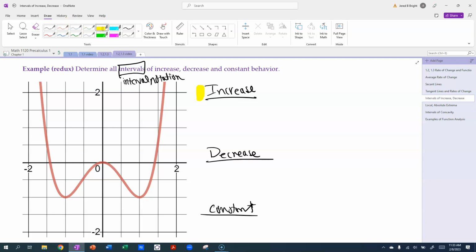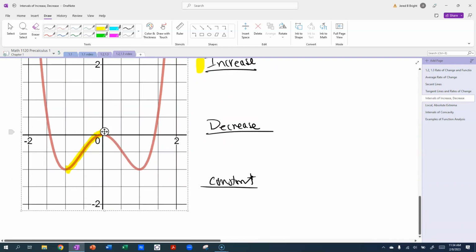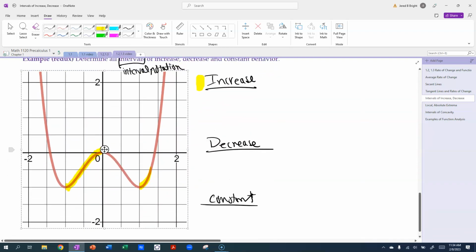So I'm thinking as I move left to right, where are the y values increasing? So I'm going left to right, and here I see the function values as I move right, I am falling. This is decreasing. So I can't highlight that in yellow, but I can highlight it here because as I go from left to right, I am rising. And same thing over here. Okay, so now I just need to represent those in interval notation.